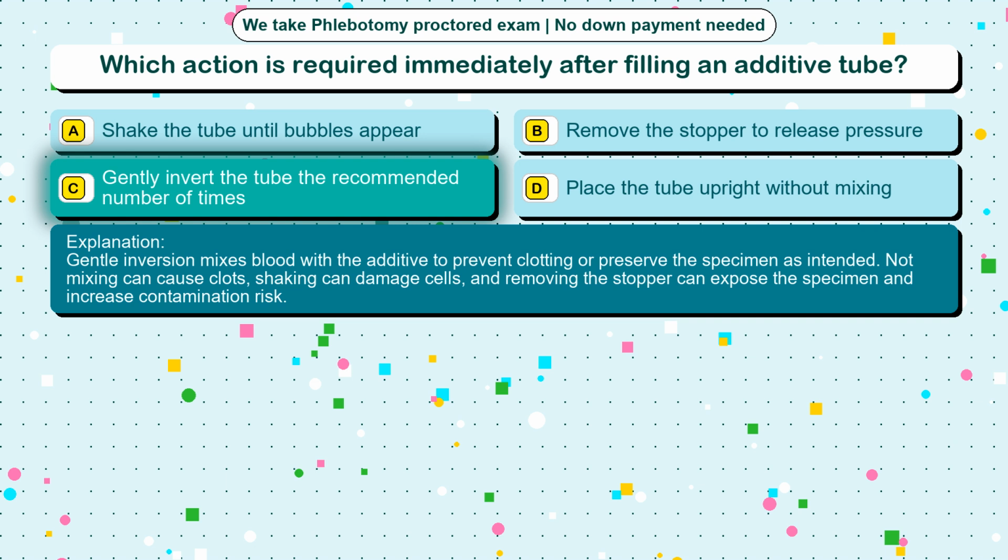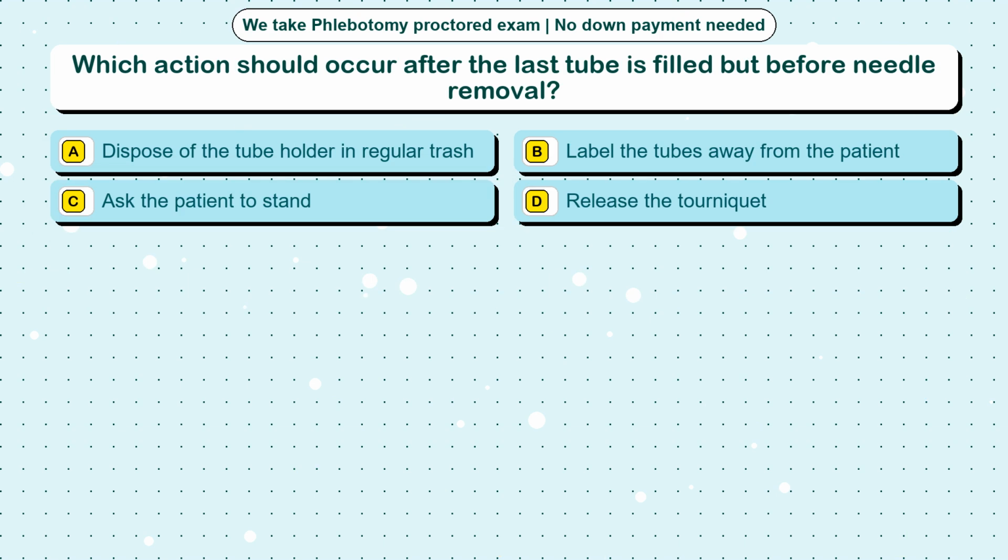Question 17. Which action should occur after the last tube is filled but before needle removal? Option A. Dispose of the tube holder in regular trash. Option B. Label the tubes away from the patient. Option C. Ask the patient to stand. Option D. Release the tourniquet.